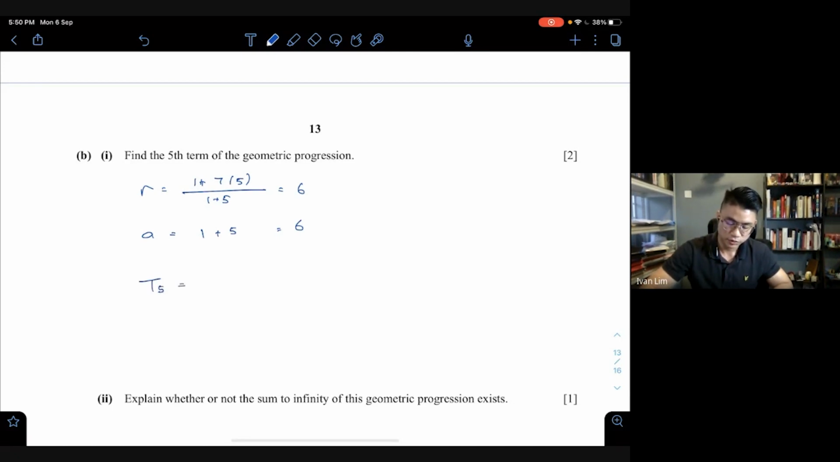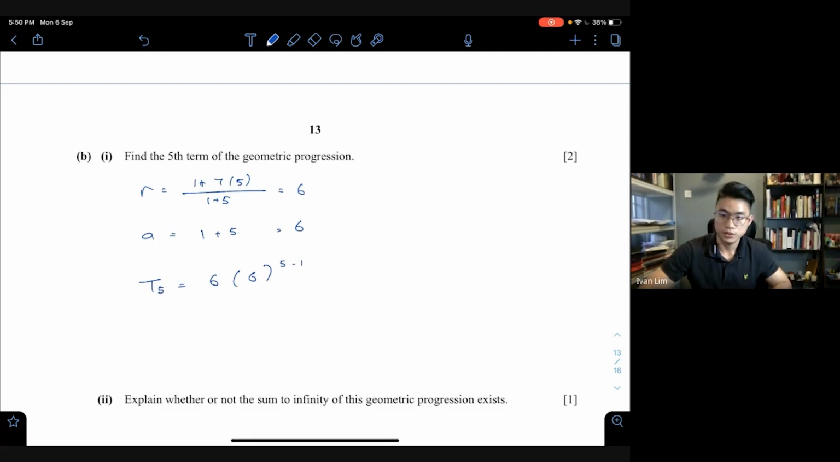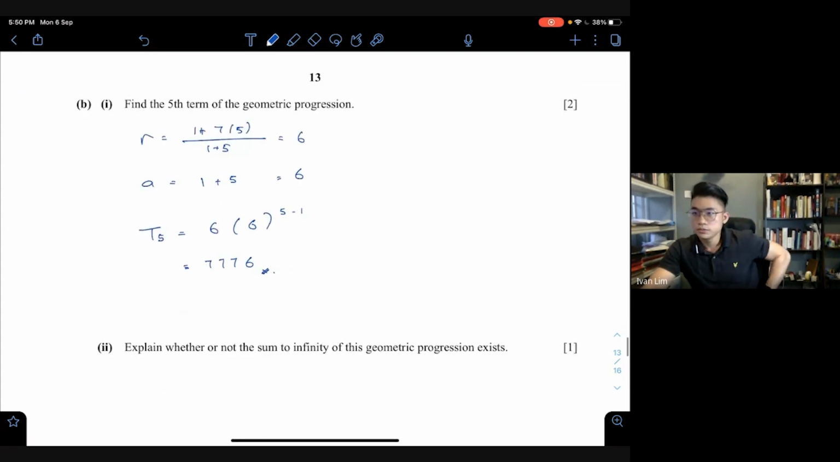Therefore, A R to the power n minus 1, 6 times 6 to the power of 5 minus 1, which will give you 7776. Okay, 2-mark question.